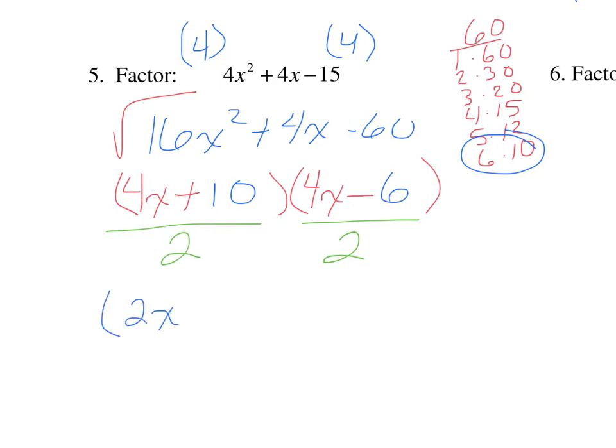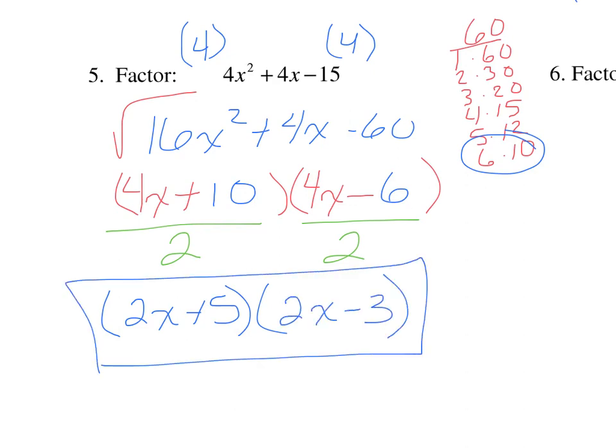So we're going to divide both of these terms by 2. That makes 2x plus 5. And we're going to divide both of these terms by 2 also, and that will make 2x minus 3. And you check them by multiplying.